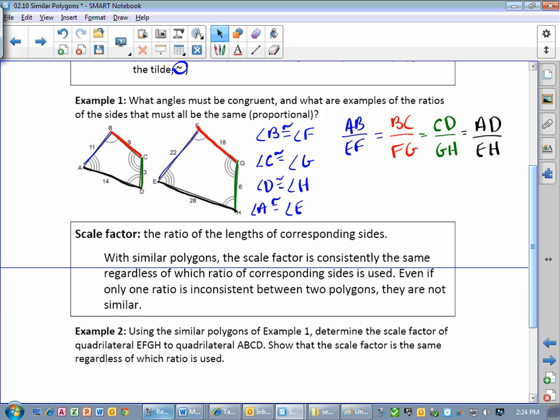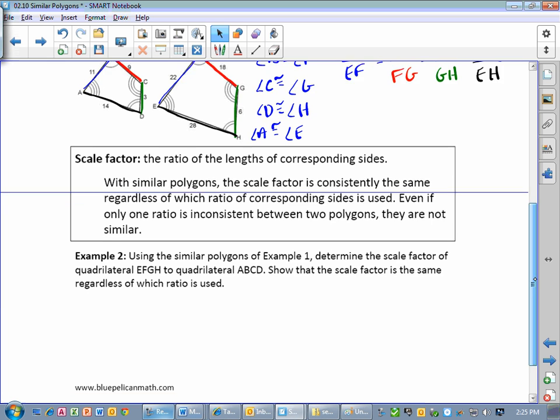The scale factor is the ratio of the lengths of corresponding sides. So one of these fractions, if we actually evaluate it, that is the scale factor. With similar polygons, the scale factor is consistently the same, regardless of which ratio we choose. So if I choose the green one, we get the same answer as the red one. However, if there's even one that's not the same, like let's say I did AD over EH, and that wasn't the same as the other three, then these would not be similar figures.